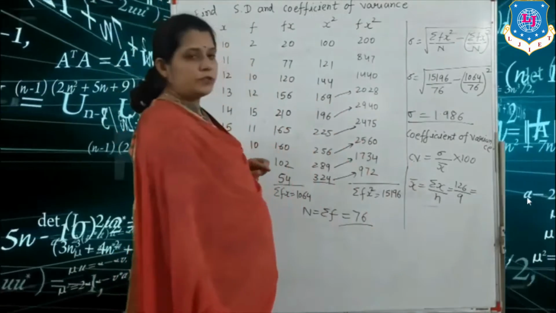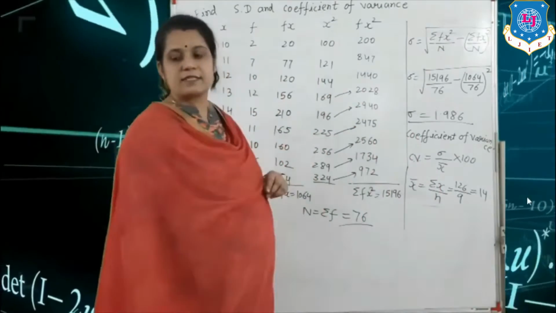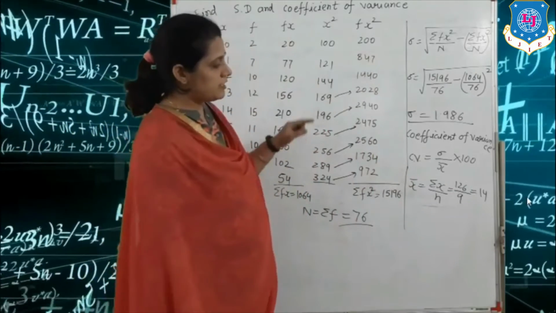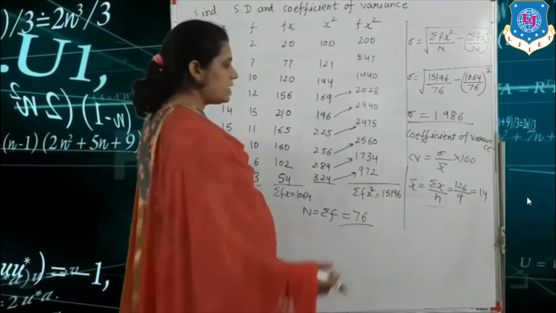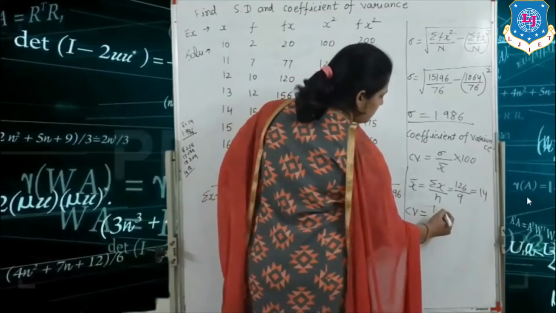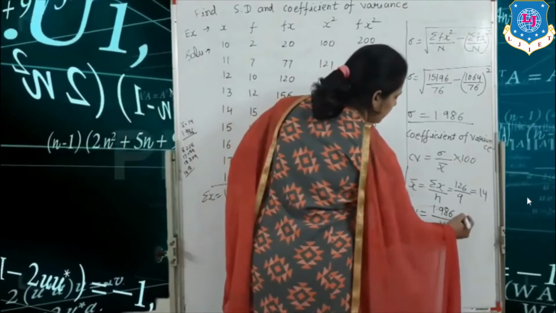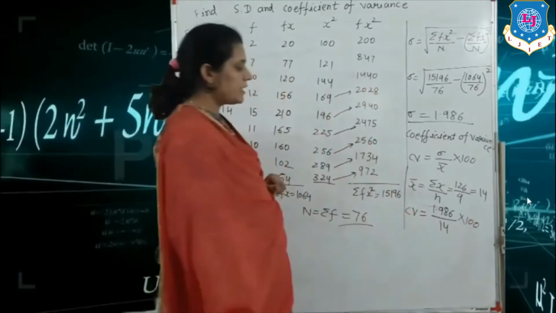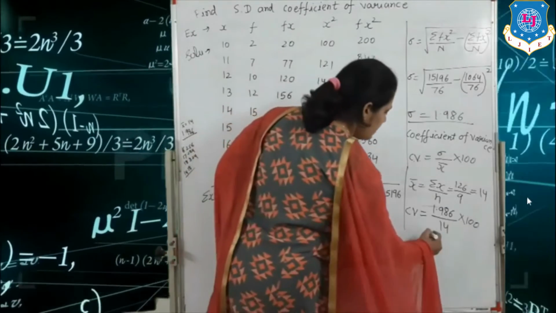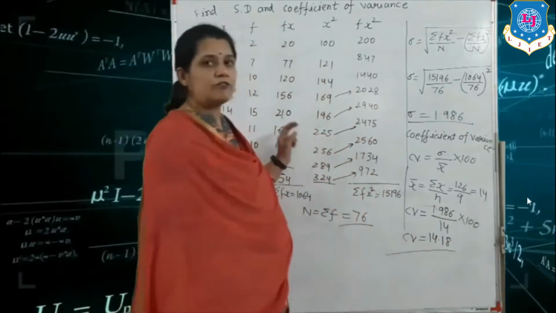Okay, so solve these values: 126 divided by 9, 9 fours are 36, that means x bar is equal to 14. So put all these values in this formula. So CV is equal to sigma, sigma is equal to 1.986, x bar is equal to 14, into 100. So 1.986 divided by 14 into 100, and we get the answer 14.18. This is your coefficient of variance.